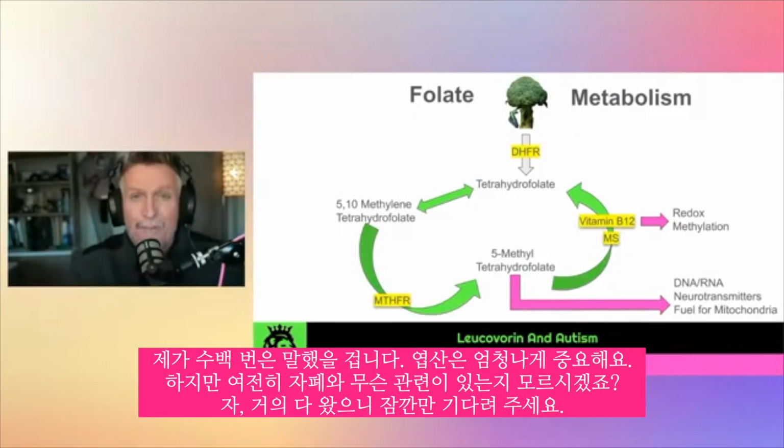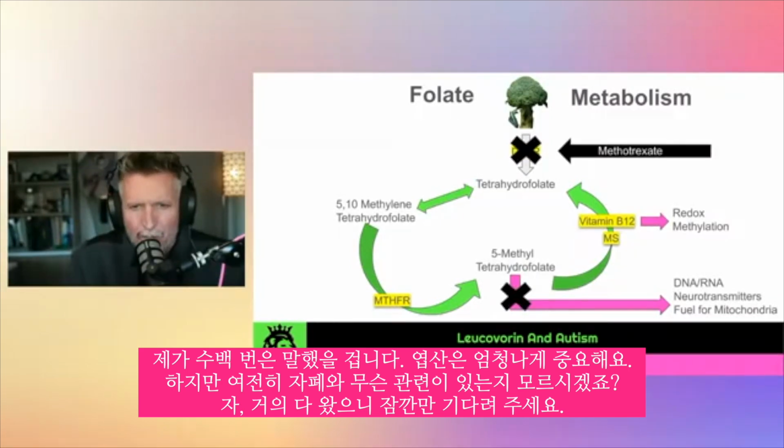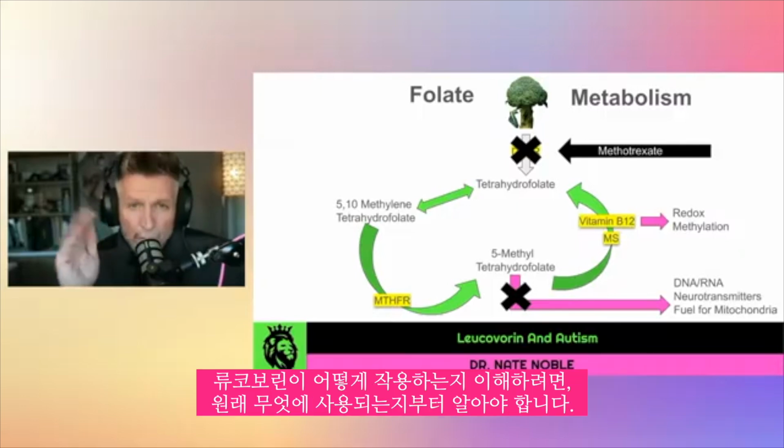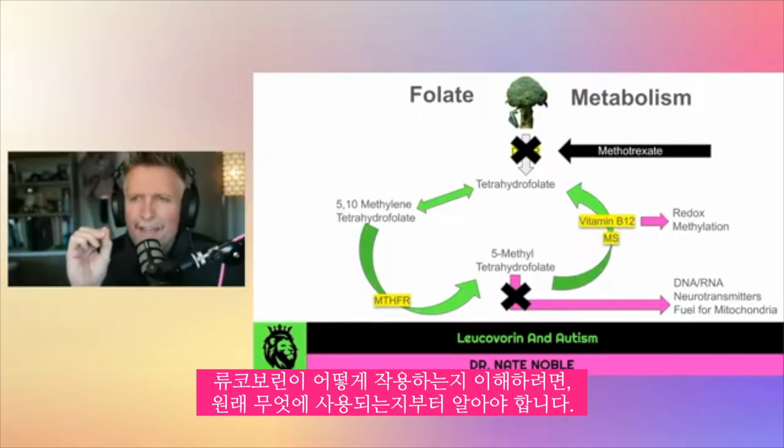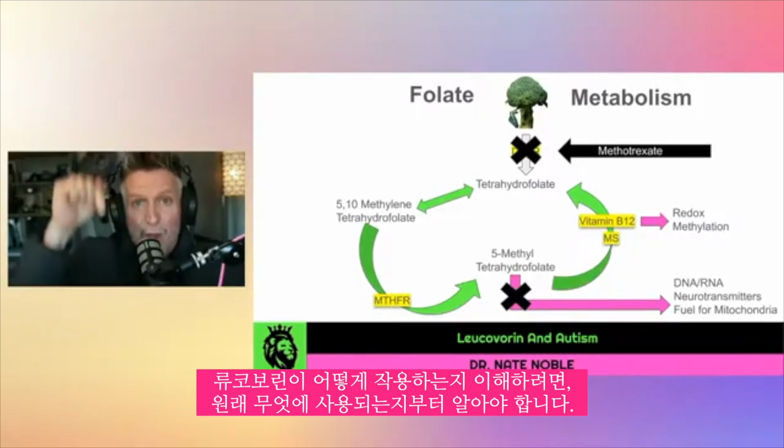Listen, I've said it 100 times. Folate is super important, okay? But we still haven't figured out, well, what does that have to do with autism? Okay, we're getting there. Just hold on. So, in order to understand how leucovorin fits in, you have to understand what it's initially used for. Like, what does leucovorin exist to do right now?